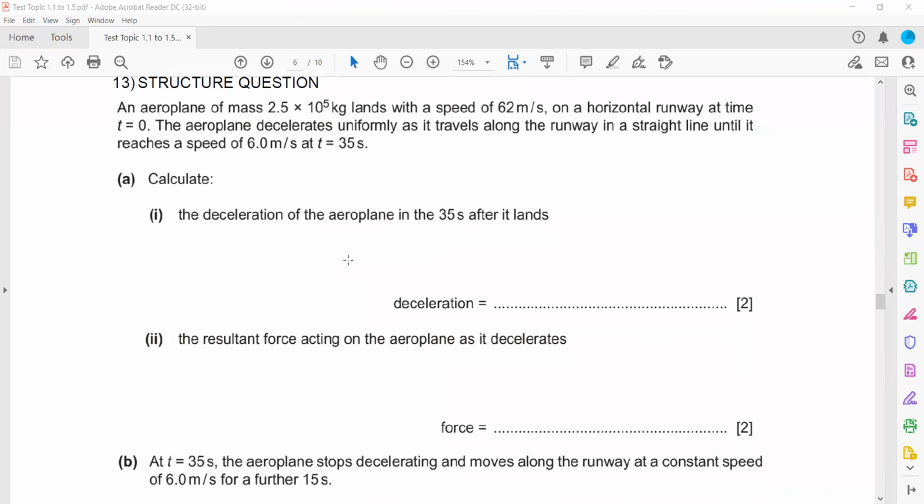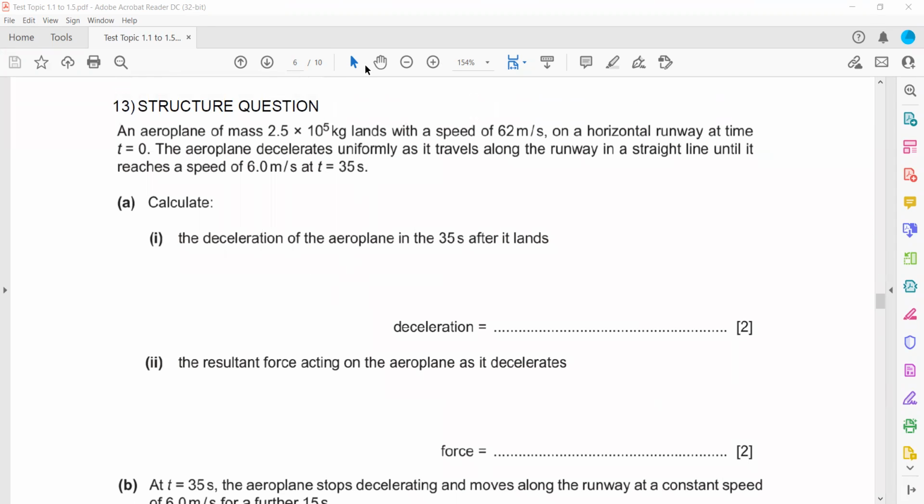The structure question is there. An airplane of mass 2.5 times 10 to the power 5 lands on the runway with a speed of 62 meters per second. The airplane decelerates uniformly as it travels along the runway until the speed reaches 6 meters per second at 35 seconds. Calculate the deceleration. Acceleration or deceleration, the same formula is there. It is final minus initial divided by time. So a equals v minus u over t.